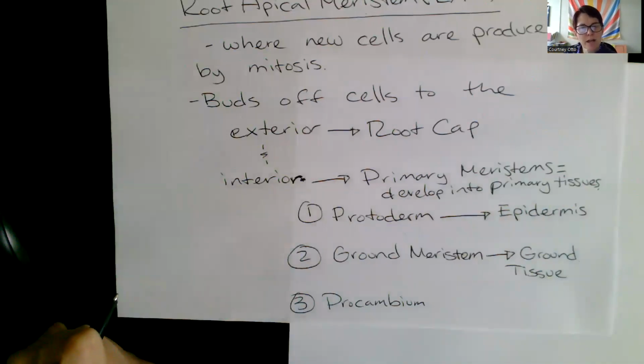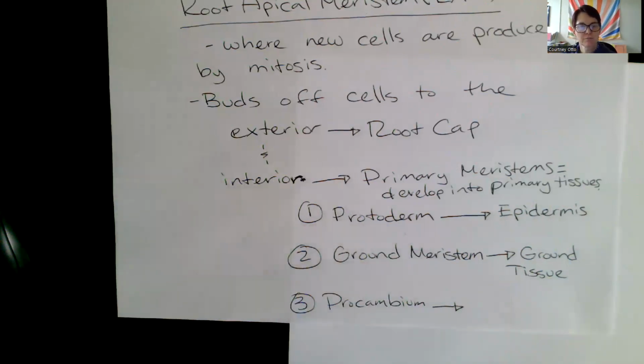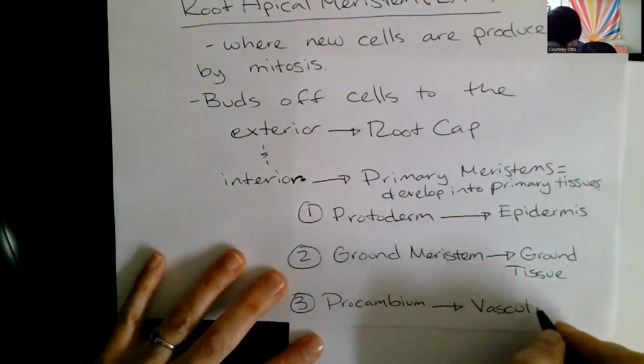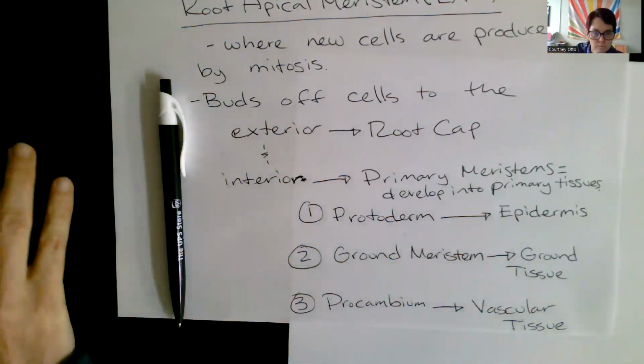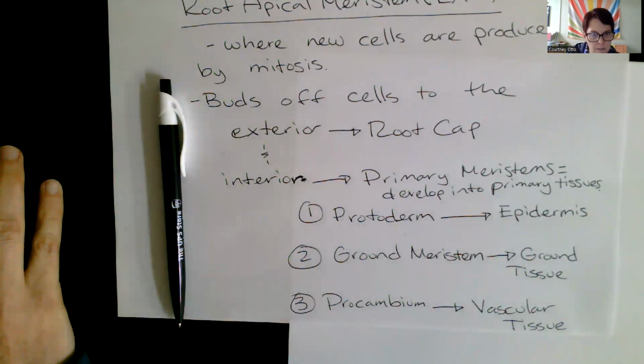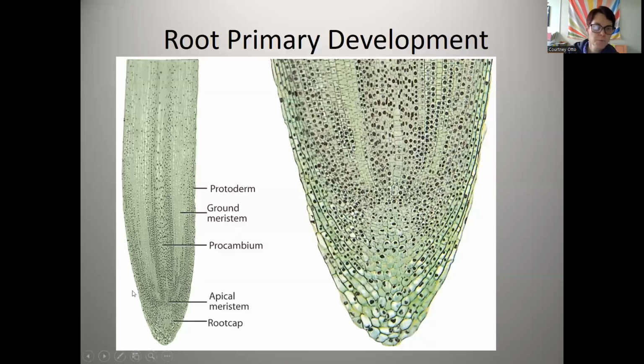And last but not least, right, we've got that procambium. Well, our only tissue that's left is going to be our vascular tissue. So that procambium turns into our vascular tissue, right? The xylem and the phloem. And if I just go back here really quick, right here we see those three primary meristems, right? Our procambium's in the center. That's going to turn into our vascular tissue in our root. Our ground meristem is kind of out here. That's going to turn into our ground tissue. And our protoderm is just this single cell layer. It's going to turn into that single cell layered epidermis.